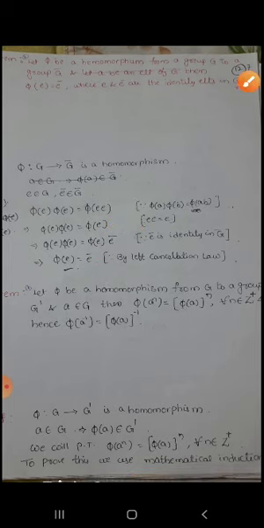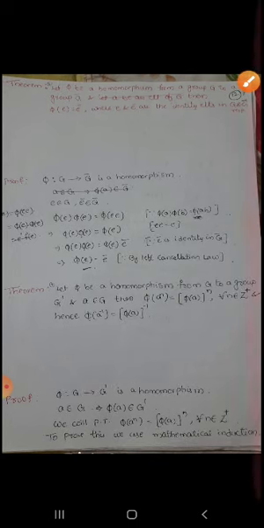Next theorem. Let phi be a homomorphism from G to a group G' and a belongs to G. Then phi(a^n) = (phi(a))^n for all n belonging to Z+, and hence phi(a^-1) = (phi(a))^-1.